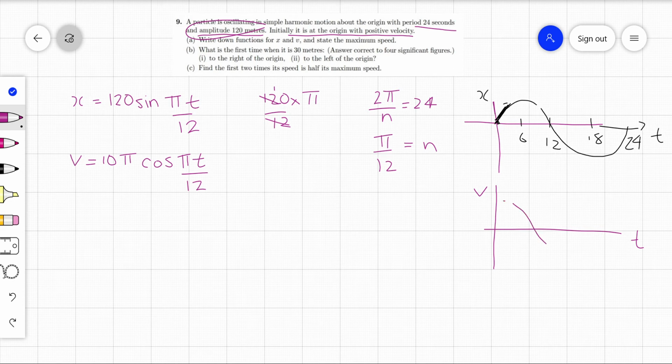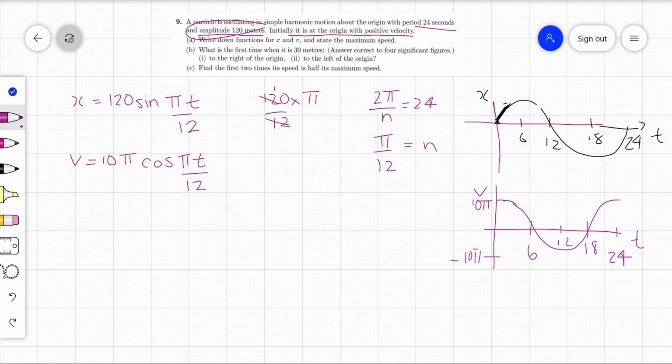So here we go. Sorry about my graphs. The amplitude is 10 pi, so it's going between 10 pi and minus 10 pi. We've still got a period of 24, so that's 12, that's 18, that's 6. All right, there we go.